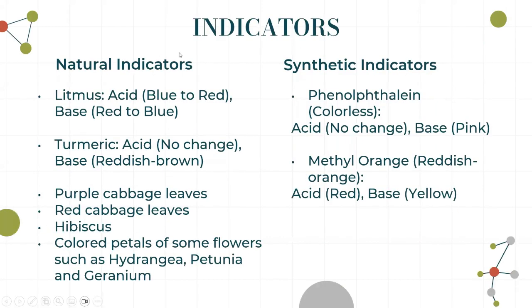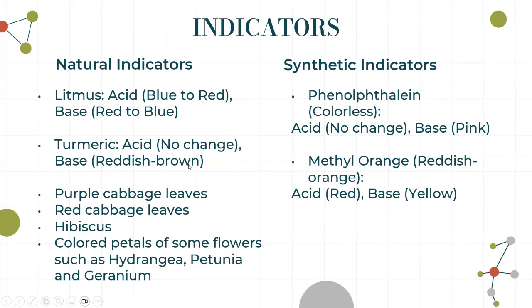Indicators are of two types, natural indicators and synthetic indicators. For example, among natural indicators, we have litmus. In the presence of acid, blue litmus turns red, and bases turn red litmus into blue. Then we have turmeric, which is another natural indicator. In the presence of acid there is no change, whereas in the presence of base, it changes to reddish brown in color.